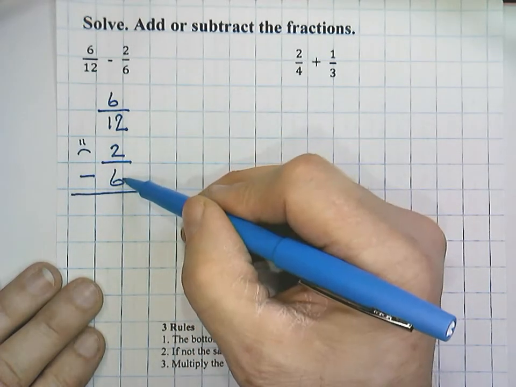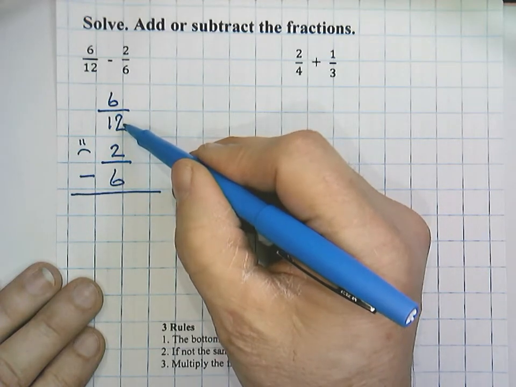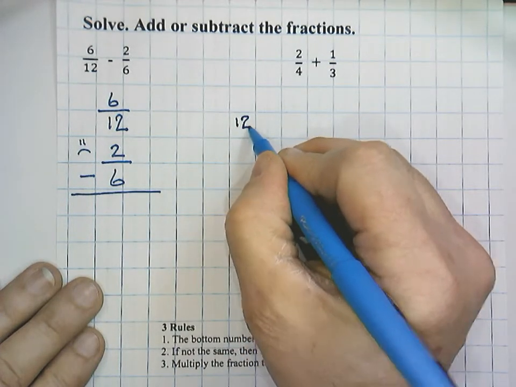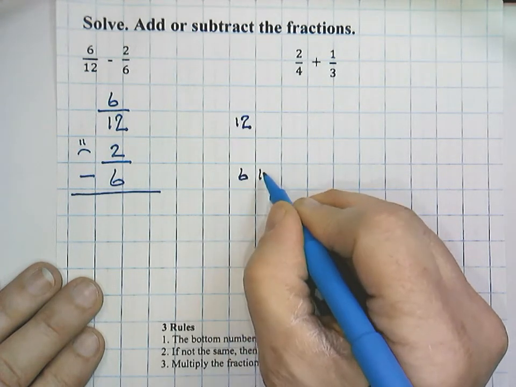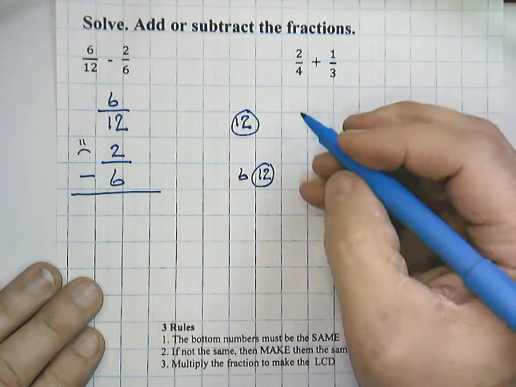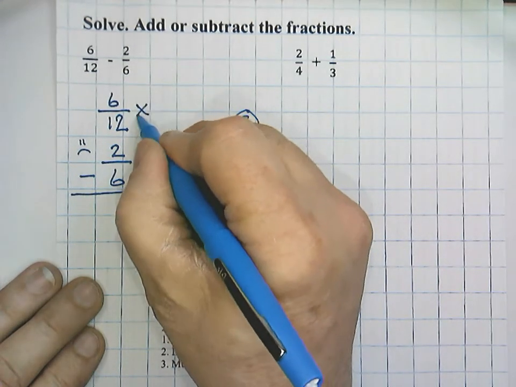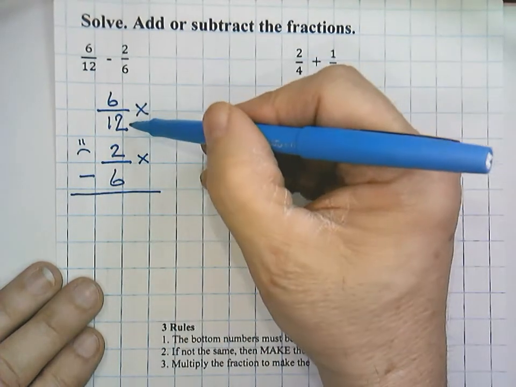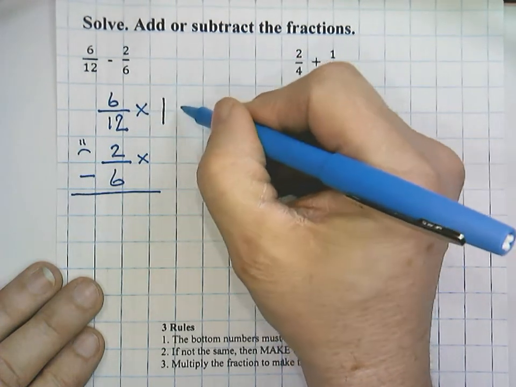Well, right away when I see this, I'm looking at my 6, and I know that 6, if multiplied by 2, will equal 12. So I'm just going to write 12 over here. That's all I'm going to need. And then for 6, you would say 6, the next multiple would be 12. And you can see that we have our common multiple of 12. Now my job, for rule 3, is to multiply with the goal of making it 12. Well, how does 12 equal 12? Well, that's easy. We just multiply that by 1.